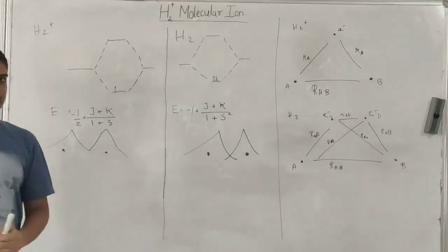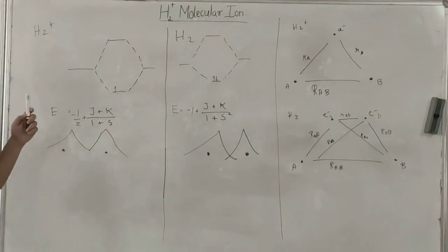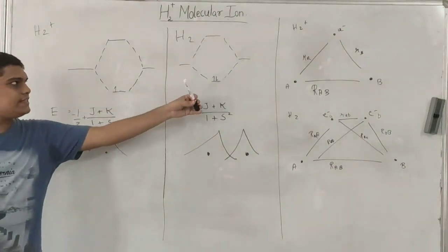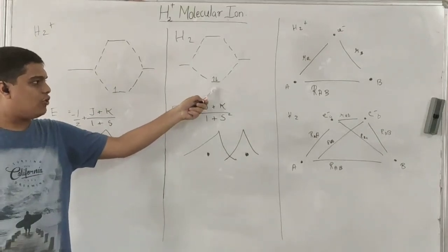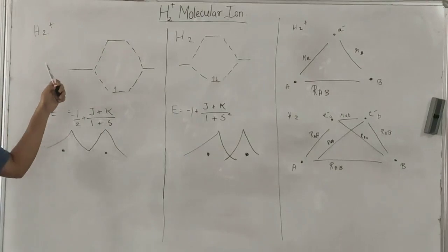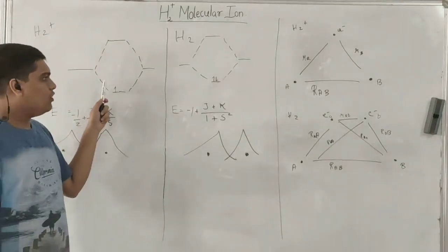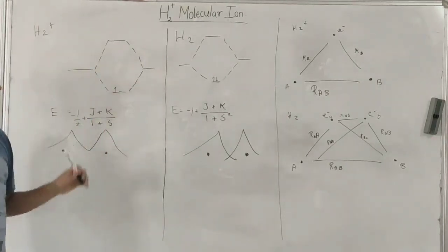So now we'll compare the stability of H2 plus and H2. Here by MOT we can see that for the H2, both the electrons are in the bonding orbital, while in the H2 plus, as it has only one electron, only one is in the bonding orbital. So we know that H2 is more stable as compared to H2 plus.